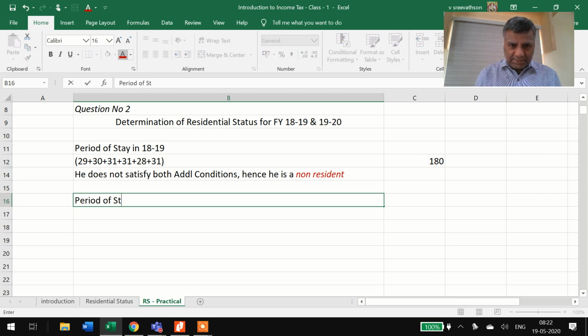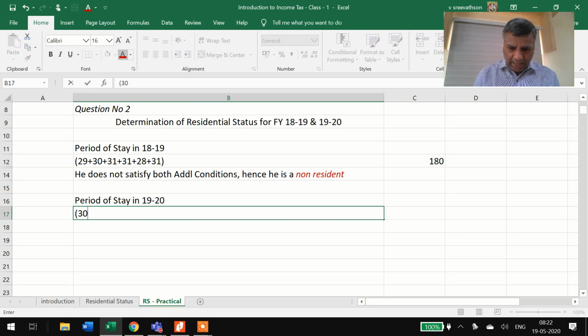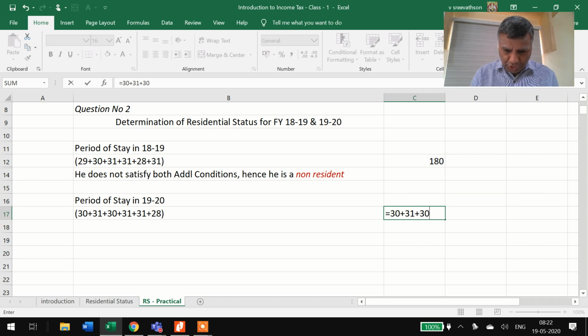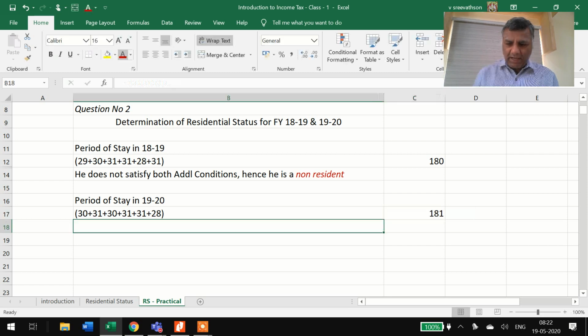Period of stay in 1920: April plus May plus June plus July plus August plus 28 days of September, which is 181 days. It does not satisfy basic condition 1.